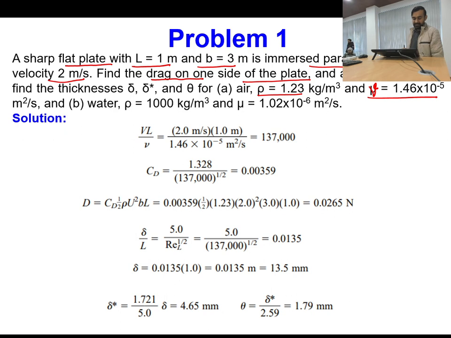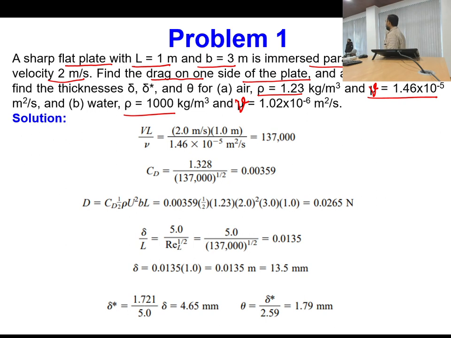Okay, so this should be nu, and for water, density is 1000 and kinematic viscosity nu is 1.02 × 10^-6 meters squared per second. Okay, so the very first thing we need to do is understand whether the flow over the plate is purely laminar or a combination of laminar and turbulent flow.